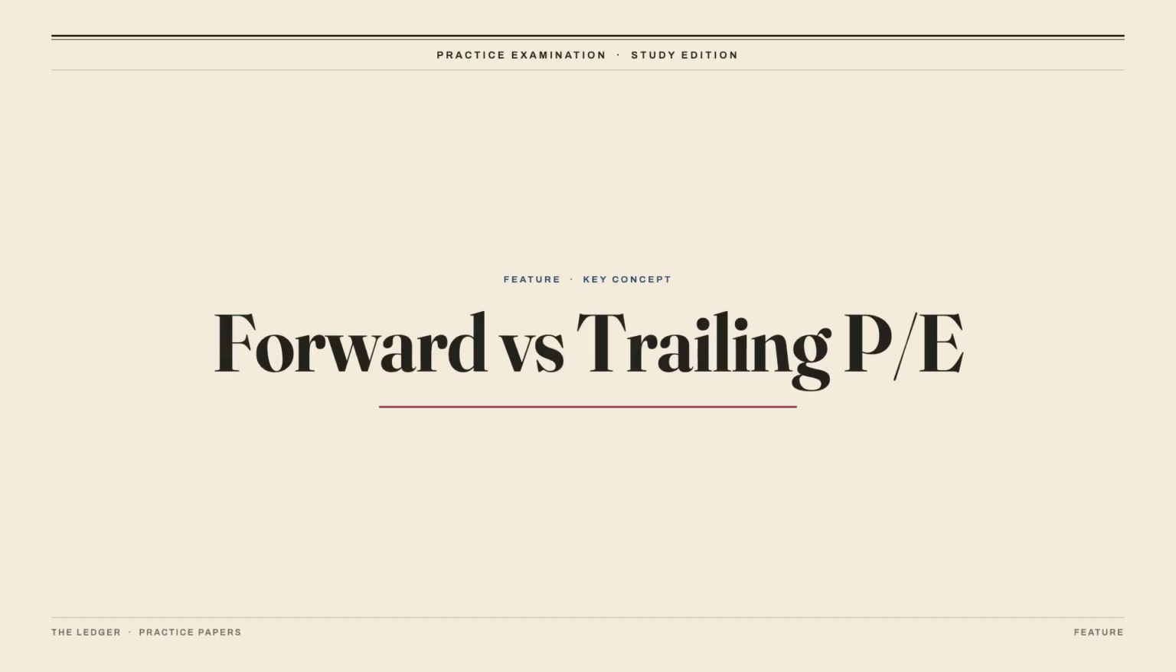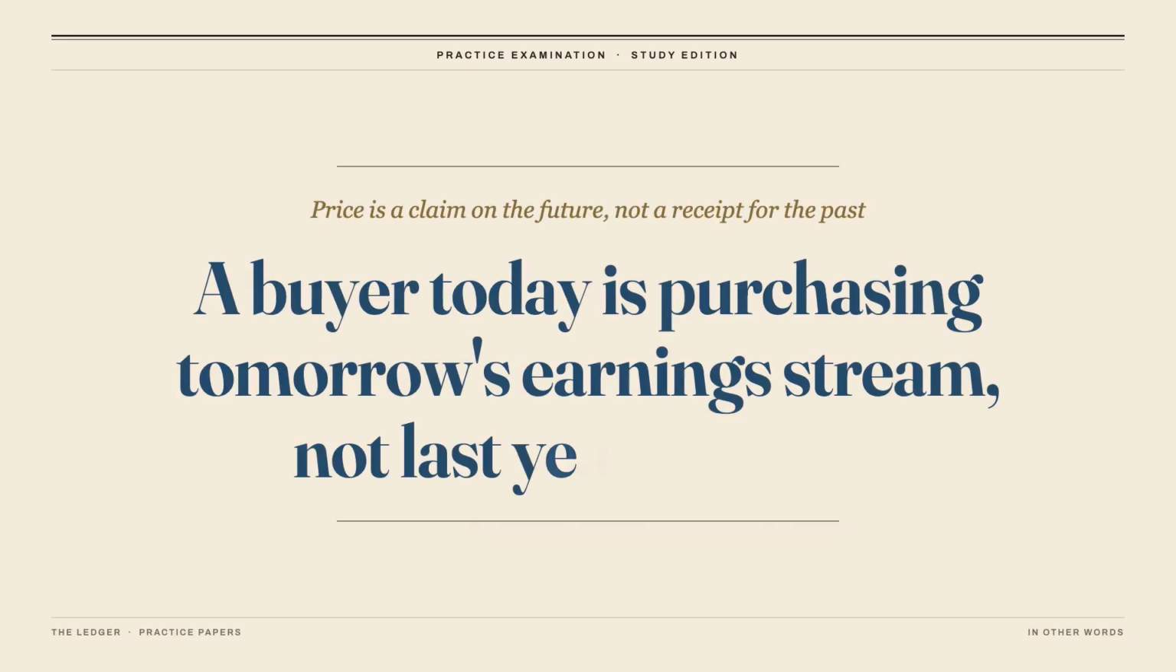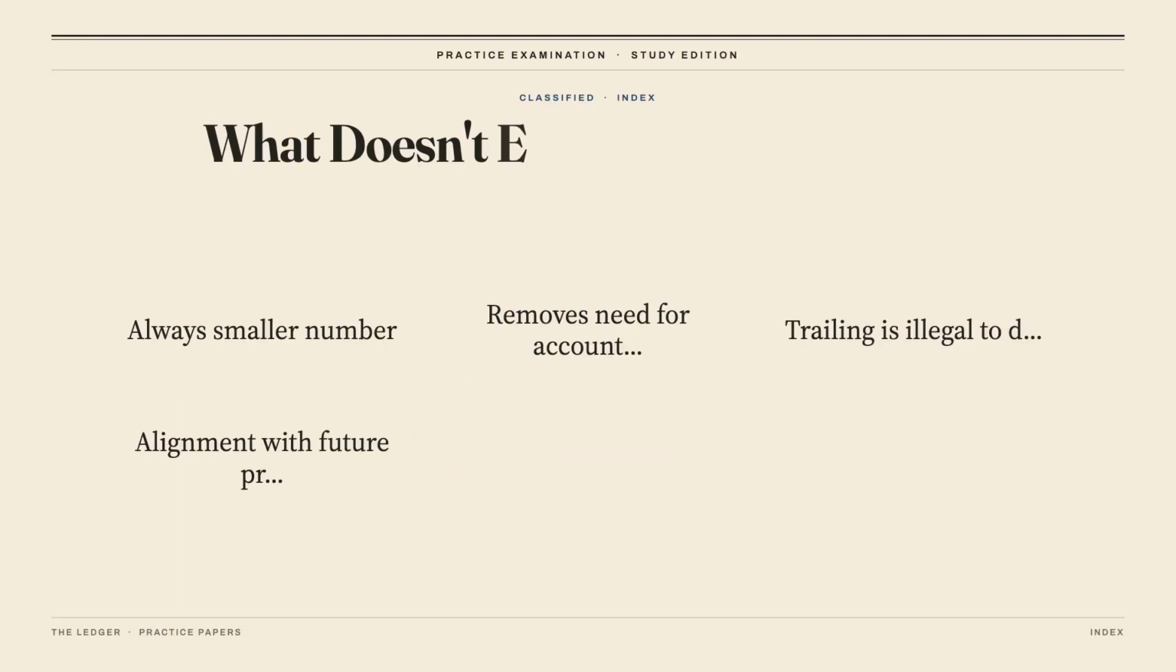Why is a forward price to earnings ratio considered more theoretically sound than a trailing one, even though it relies on a forecast? The answer comes down to what a share price actually represents. A share price is the present value of the earnings a company will produce in the future, not what it already produced. Last year's earnings have already happened and can't affect the value of owning the stock going forward. So a multiple built on future earnings matches what price is actually supposed to represent.